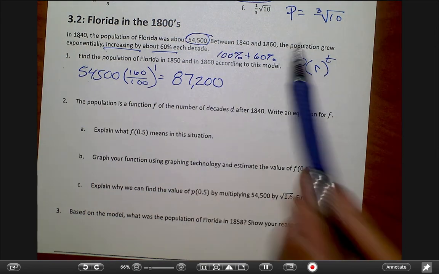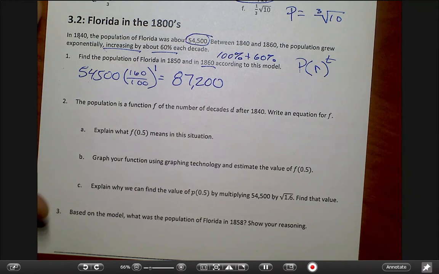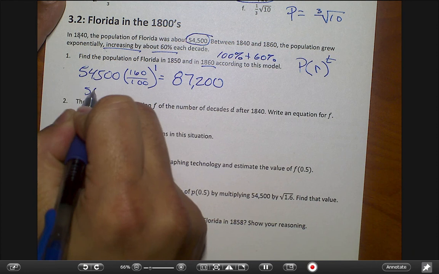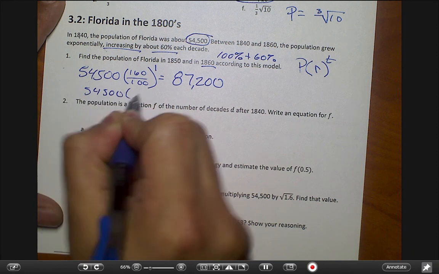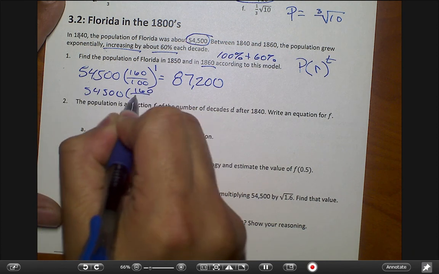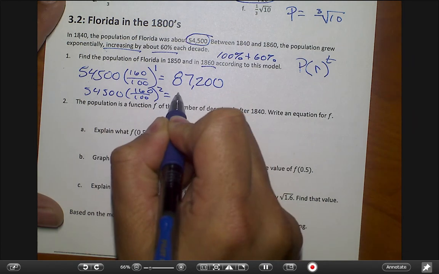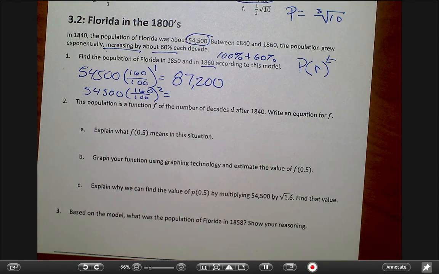Okay, so let's do it again for 1860. What's your T going to be for 1860? 2. Okay, I'm going to write that out again. 54,500 times 160 over 100 raised to the second, which is going to give me what? Okay, yes. Hold on. I'm waiting for everyone to be doing this because I'm going to call on someone that doesn't look like they're doing their work.